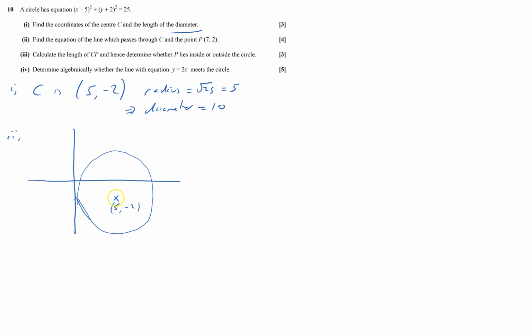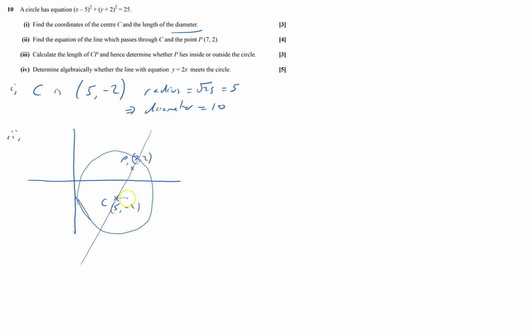Right. And (7, 2): 7 can't be far across, and 2 is going to be about there, according to my little graph here. So that's C, and point P is (7, 2). Now the equation of the line which goes through there.